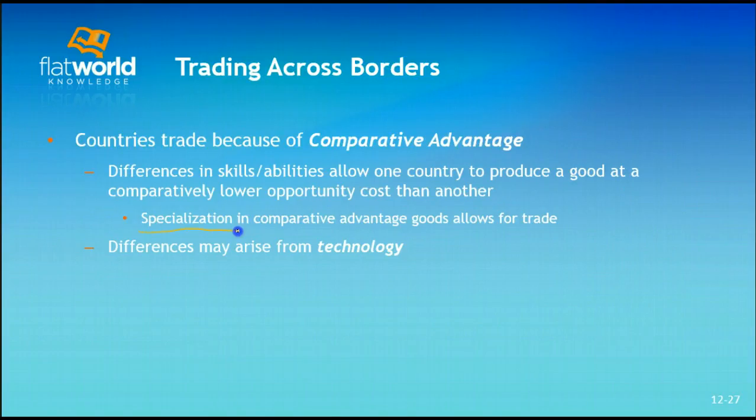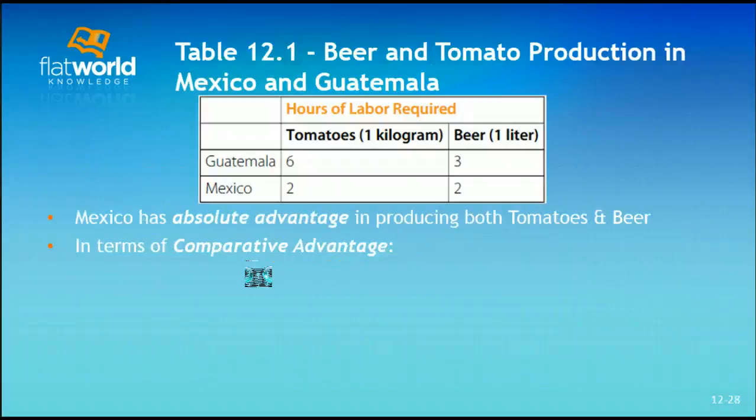Specialization occurs because of the difference in opportunity cost between countries, and these differences usually arise from something called technology, and that's essentially the knowledge and managerial skills that are used in the production of goods. Now let's just look at an example. This example is in your book.